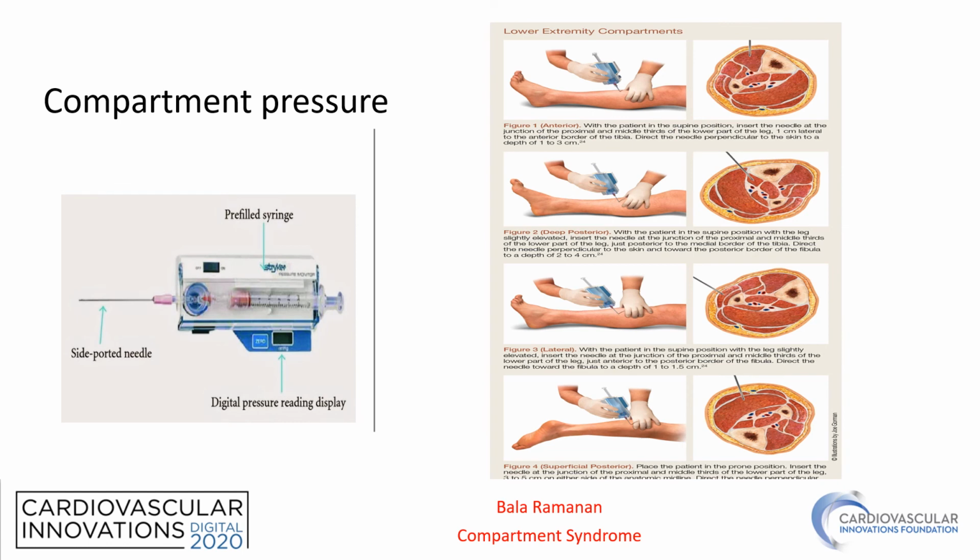Compartment syndrome is a clinical diagnosis, but there may be situations when it may be necessary to measure compartment pressures. This can be done with a commercially available device, an example of which is the Stryker needle shown in this picture. The needle is inserted 1 to 3 centimeters into various muscle compartments, and after injecting saline in the tissue, the dial shows the compartment pressure. A pressure more than 30 millimeters of mercury is considered significantly elevated.